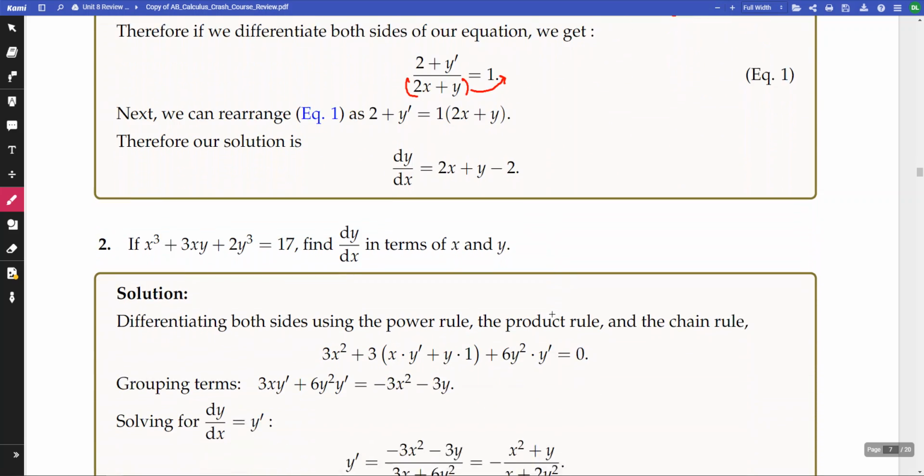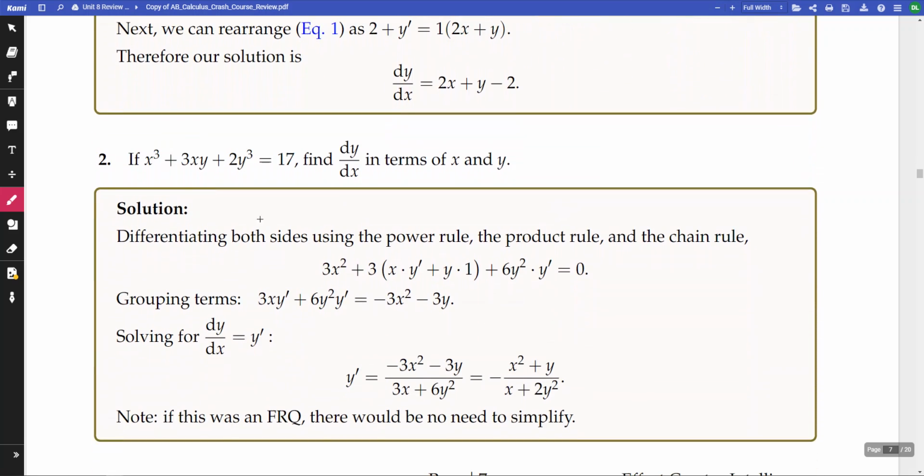If we look at another, similar example, we have, hey, if x cubed plus 3xy plus 2y cubed is 17, and we want to find dy dx in terms of x and y, well, we need to differentiate both sides. So the derivative of x cubed is 3x squared. The derivative of 3xy would be 3, but then we have this product, x and y. So I'll have the product rule, first times the derivative of the second, plus the second times the derivative of the first. And the derivative of y we'll simply say is y prime.